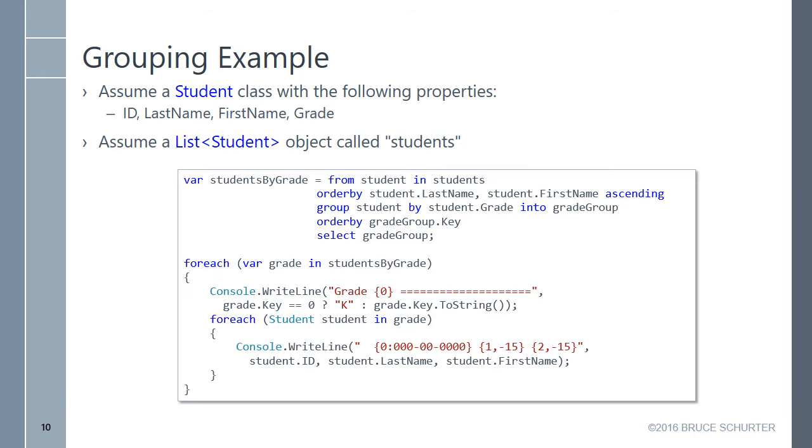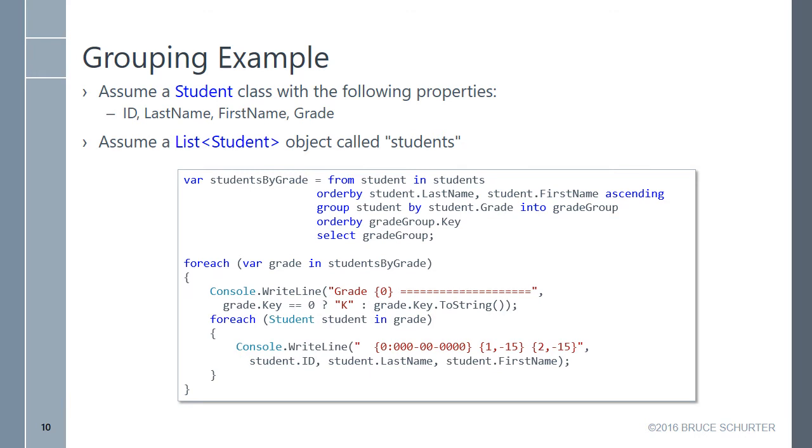Then we're going to order that list by last name and first name ascending. After that, we want to take the list of students and subgroup them by their grade. So we'll say group student by student.grade. It's usually going to be a property of the object that you're grouping on. And then we're going to group it into a group called gradeGroup. This is a temporary object that we can use from within this query. Once the query has been written, we pretty much lose the context of gradeGroup. It just makes it easier to access things like the key of the group that we created.